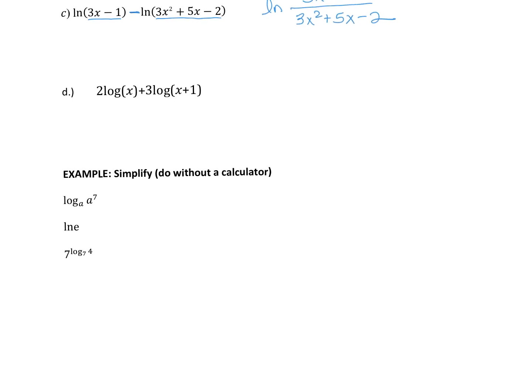Here's another one. 2 log x. Well, remember when we were expanding, the last thing that we did was bring the exponents down. So now the first thing we're going to do is move these exponents back up. So we will have log of x squared plus the log of x plus 1 cubed. And since this is a plus sign, we can condense it as a single logarithm with a multiplication.